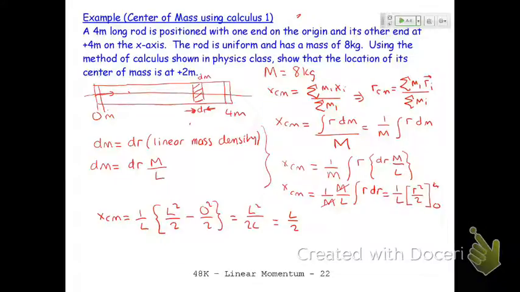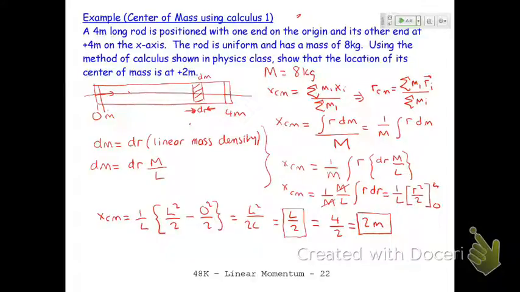And what is L? L is 4, which equals 4 over 2, which equals 2 meters. So my numerical answer for this question is 2 meters. My algebraic answer for this is L over 2. We know that intuitively. But we've done it using the method of calculus. So we proved using physics and math that that's where the centre of mass should be. Okay?